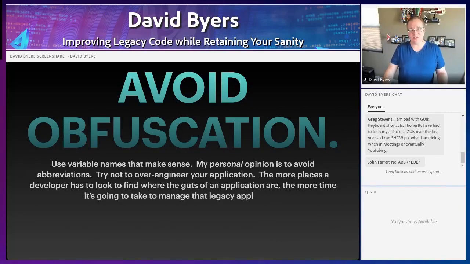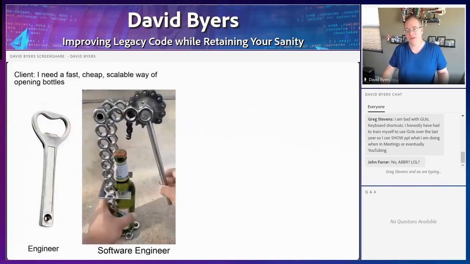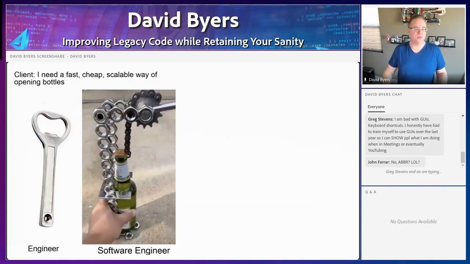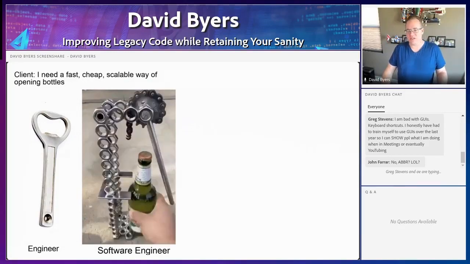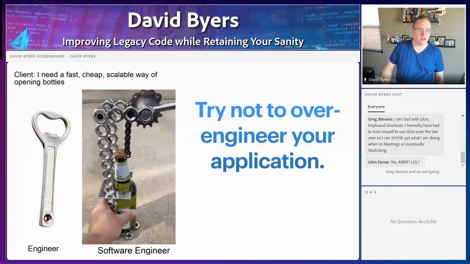The more places that a developer has to look to find where the guts of that application are, the more time it's going to take to manage it. So if you've got includes that have includes that have includes that call a CFC that then calls a stored procedure, somebody eventually has to go track all that down to get to where the actual code is taking place. When I say try not to over-engineer, we're software developers. We do love to build cool and beautiful things, but sometimes you just need a bottle opener. Try not to over-engineer your application.